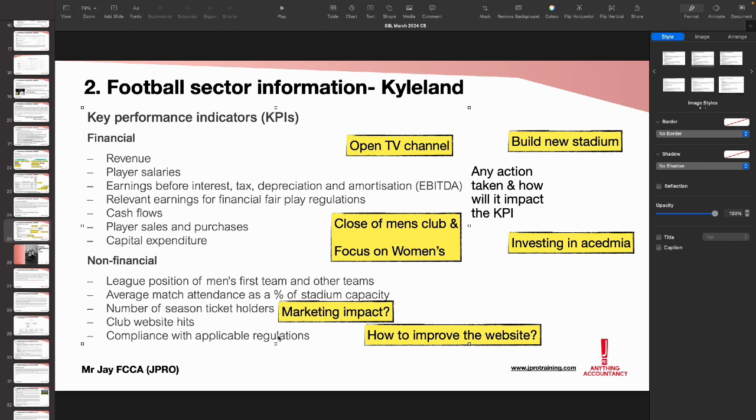Compliance and applicable regulation. Did you comply? Yes, no. What are the regulations? So list down all the regulations. Did you comply? Okay, this is the football industry as we see it.